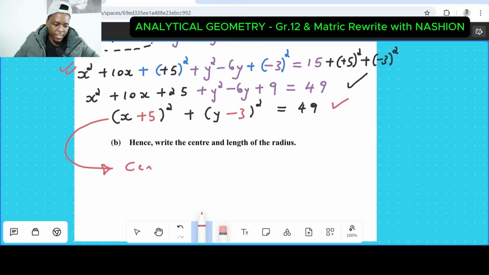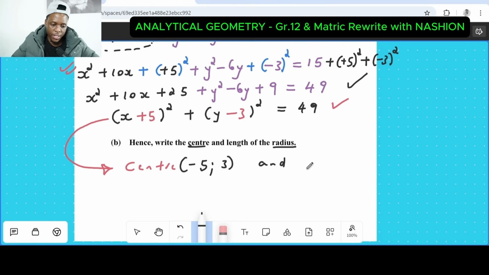We have the center. We just change the signs. Positive 5, that's a negative 5. It's like you're solving for x. Negative 3, that will be a positive 3. It's like we're solving for y. What about the radius? The center is done. Now the radius.